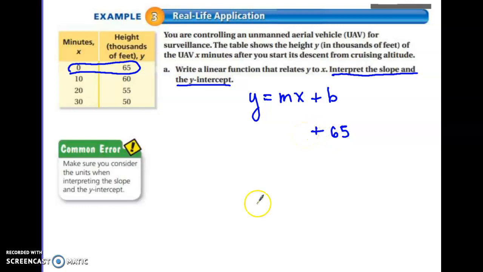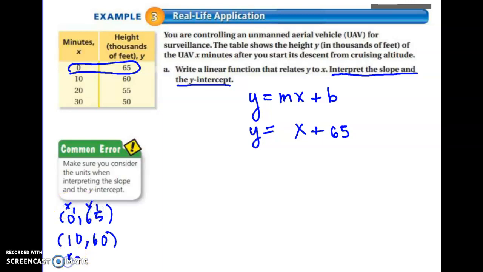Now we have to figure out our slope. So of course that's our m value. You know you're going to have a y in your function. You know you're going to have an x. So we're going to find that missing value m. How would you do it? I would probably use the slope formula. So if I'm going to have (0, 65) and (10, 60), I'm going to label this as x1, y1. This will be my x2 and y2. Okay, and then I'm going to go ahead and use my formula.